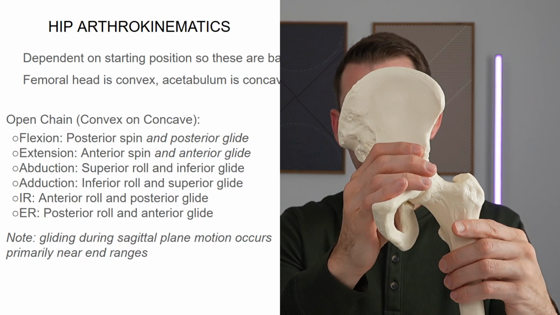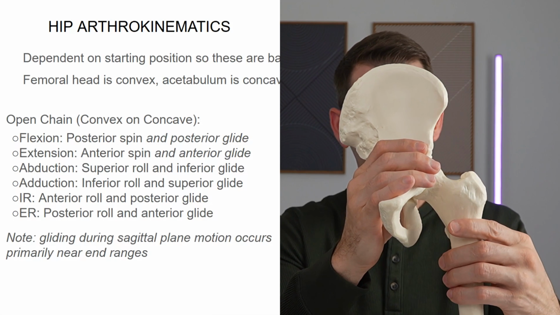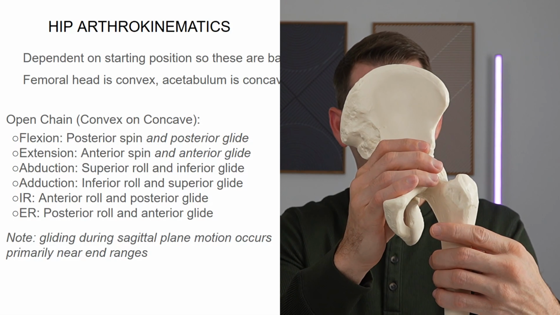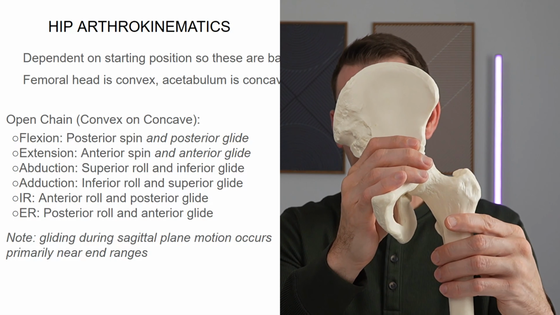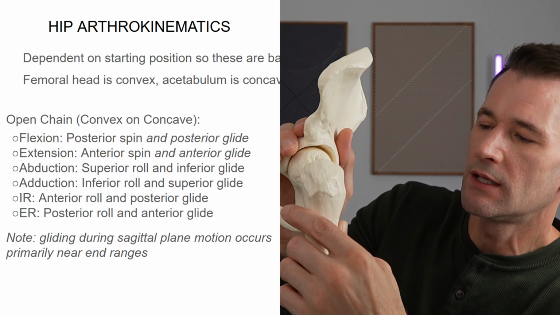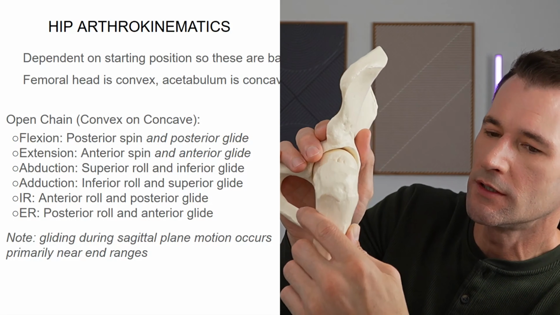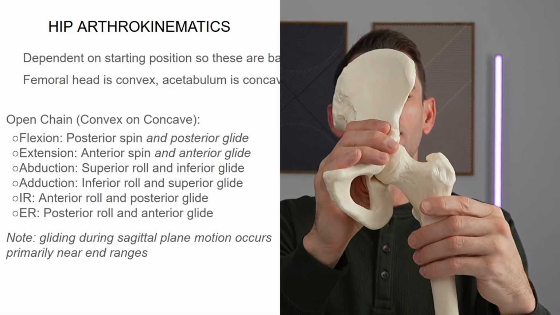Internal rotation, we're going to get an anterior roll. Internal rotation is movement of your shaft in towards midline in that transverse plane. Anterior roll, and posterior glide. So you can see that that femur is rolling anterior, gliding posterior with that internal rotation.